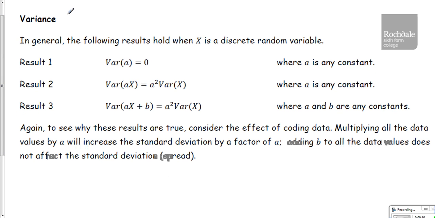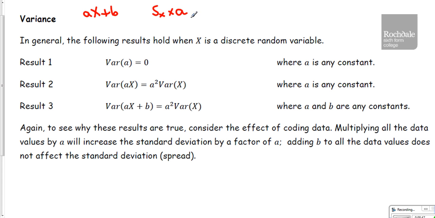You'll remember from earlier on in the course that if you had a coding such as ax plus b, multiplying by a does affect the standard deviation, but adding b doesn't. So if you had a standard deviation of x, you would multiply it by a, and that would give you the standard deviation of the coded data. You wouldn't add b. Now, if you remember, the variance is the square of the standard deviation.